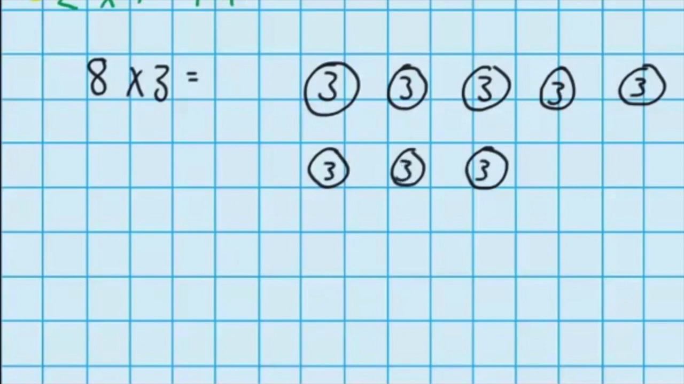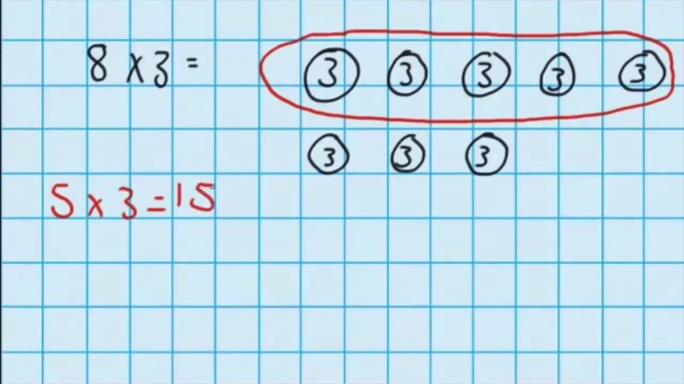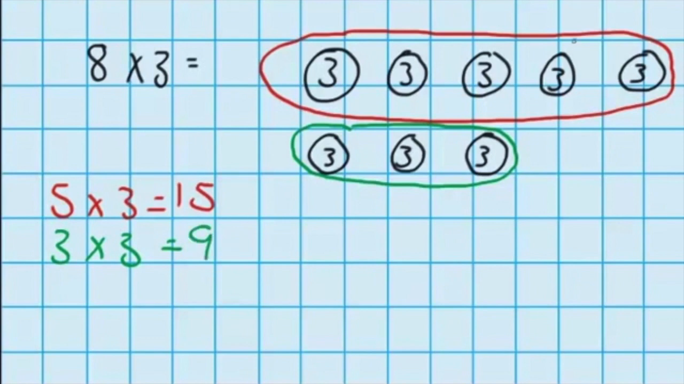And just like last time, I'm trying to use my 5 times tables to help me answer this question. Well, up here I can see 5 groups. And I know that 5 groups of 3 is 15. Now I've just got 3 groups left, and I'm good at my 3 times tables. 3 times 3 equals 9. And if I add those two amounts together, 15 plus 9 is 24. So 8 times 3 must equal 24.